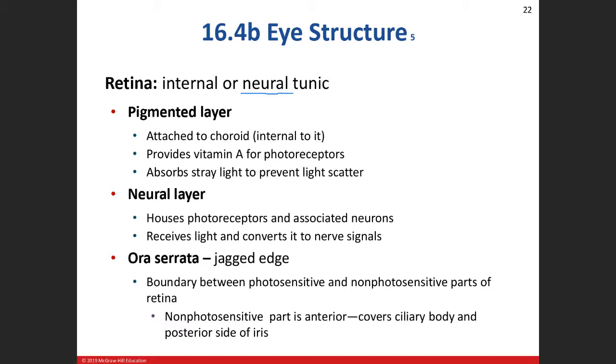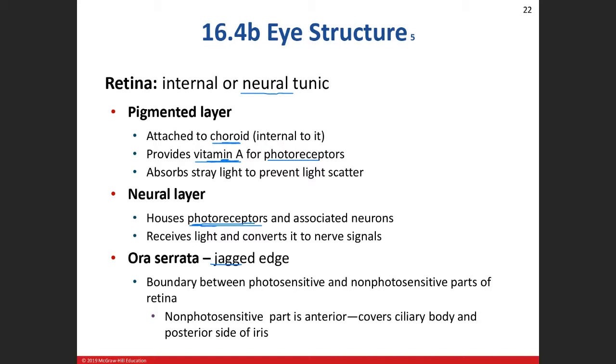We all know that a serrated edge is a jagged edge. But the pigmented layer is the layer that's most posterior, and it sits right on top of the choroid. It's this layer that provides retinol, which is vitamin A, for our photoreceptors. Again, we'll talk more about that in lab. This is also where those excessive or extra light rays get absorbed, so they're not bouncing around inside your eye, messing with any imaging that's going on in there. The neural layer has all the photoreceptors.